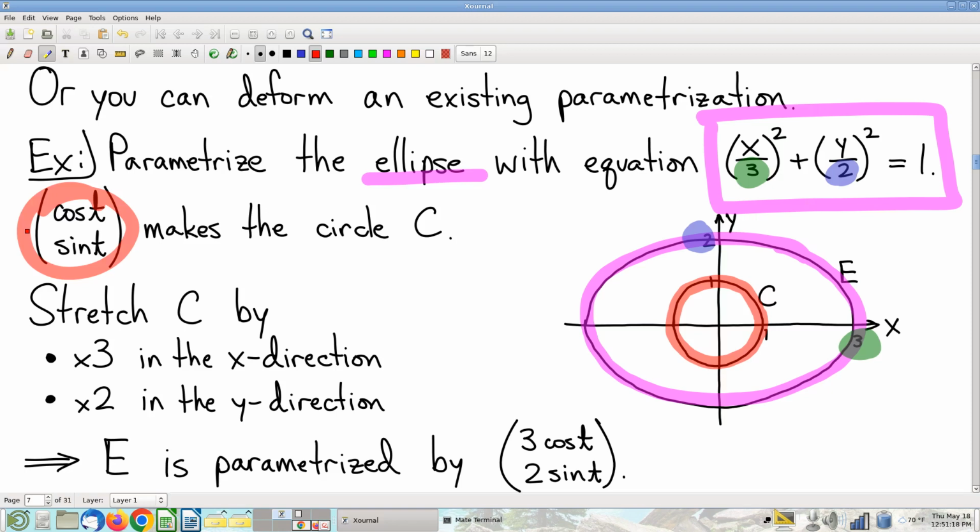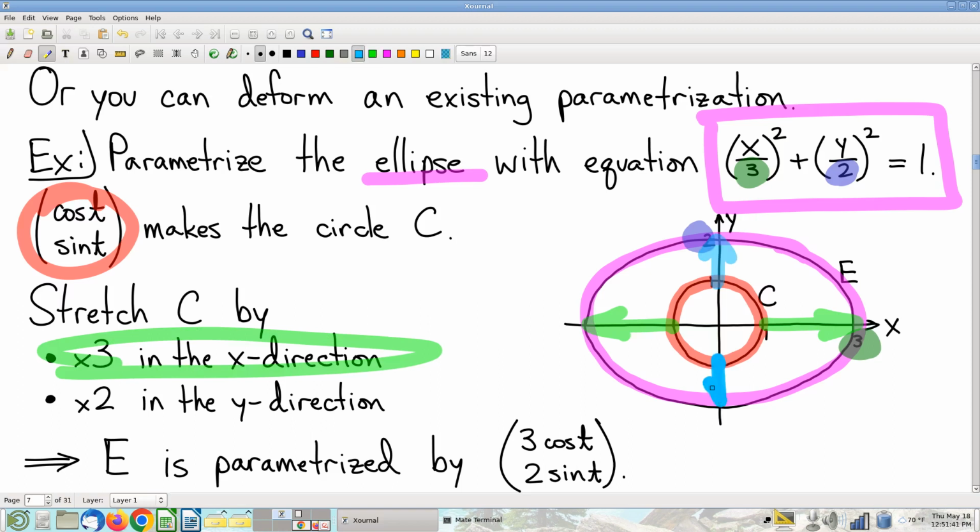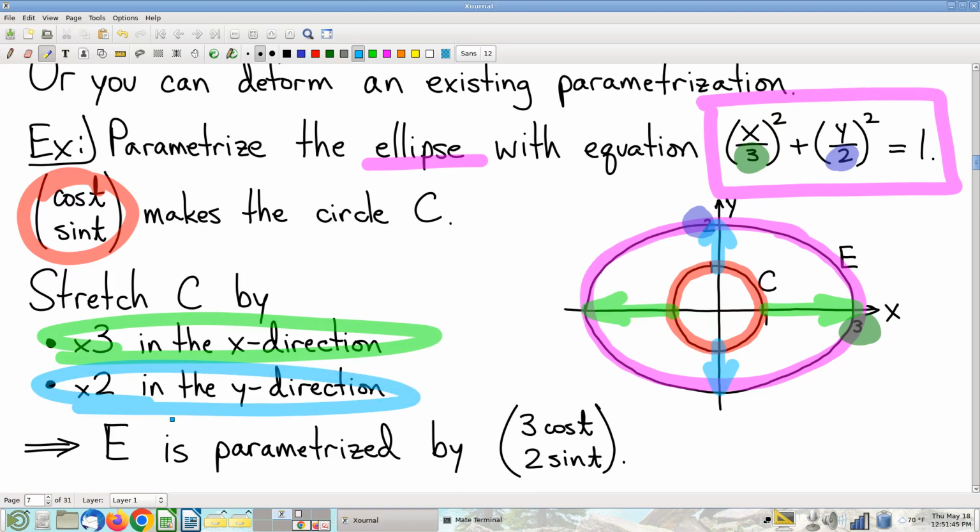Now, there's a parameterization I have, there's a parameterization I want, and I can see exactly what I need to do to turn the one into the other. What I need to do, apparently, is stretch in the x direction by a factor of 3, and then stretch in the y direction by a factor of 2. So again, parameterization I have, parameterization I want, and I see exactly what I need to do to turn the one into the other.